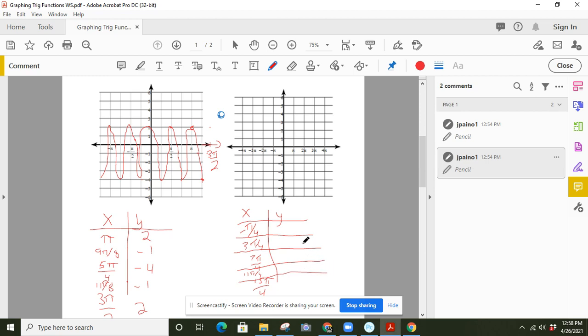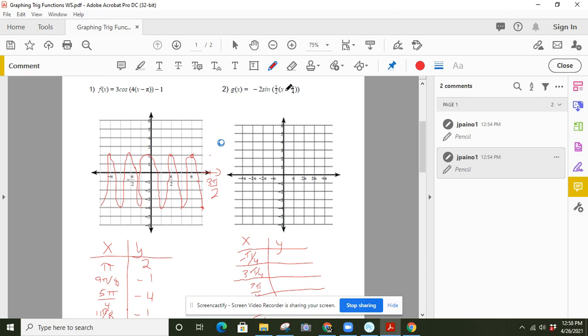points on the midline. Okay, so if I plug in negative pi fourths, I get 0. Sine of 0 is 0. 0 times -2 is 0. Plug in 3 pi fourths. Okay, 3 pi fourths plus pi fourths is pi.